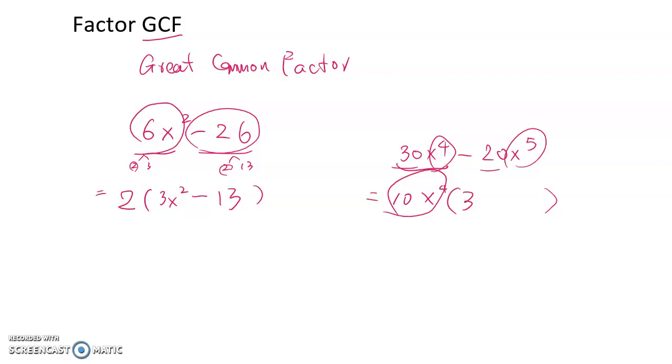Second term, negative 20x to the fifth divided by 10x to the fourth. So negative 20 divided by 10, negative 2. And x to the fifth divided by x to the fourth. If you look at that, on top and the bottom, you can cancel out an x to the fourth, right? And what's left is x. X to the fourth is canceled out. So that's the answer.